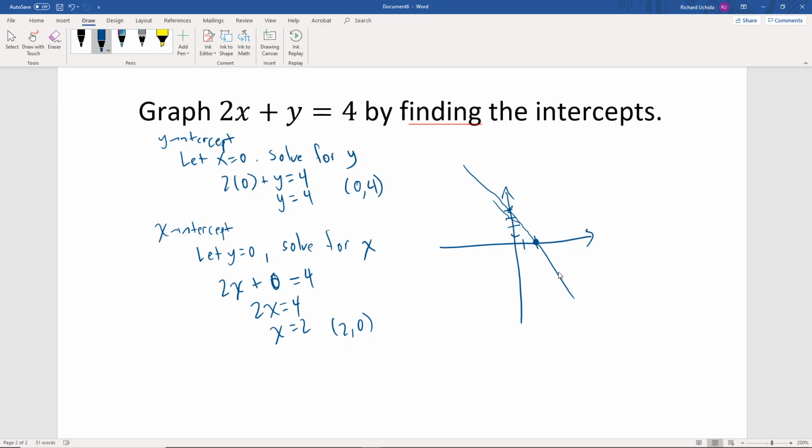Now, one of the reasons why we're doing this is when you have a system of two linear equations, it could be something like 2x plus y equals 4, and the other one y equals negative 1/2 x plus 3. If you were to graph those two, the solution for that system would be the point of intersection of those two graphs. So that's one way to solve a system of two linear equations: graph the two lines and then find the point of intersection.